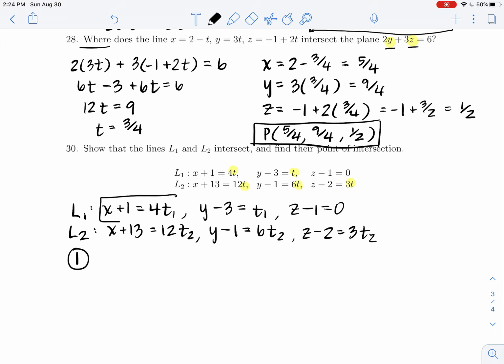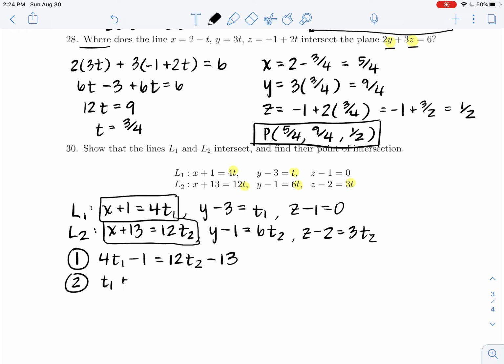Now let's take a look at this equation and solve it for x. That would be 4T1 minus 1. And then I want to do the same thing for L2. If I solve for x, that'll give me 12T2 minus 13. So this is one equation. I cannot solve it because it's one equation with two unknowns, but let me set up my other equations. So I'm going to do the same thing for the y's.